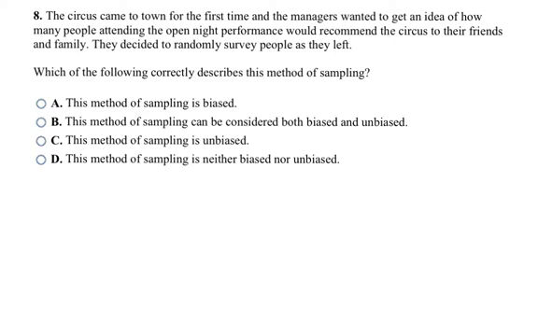Well, once again, it's either one or the other, so it can't be B or D. And since their population is the people who attended, randomly asking people as they left is a good way to get a sample. So this is an unbiased method of sampling, so my final answer here is going to be C.